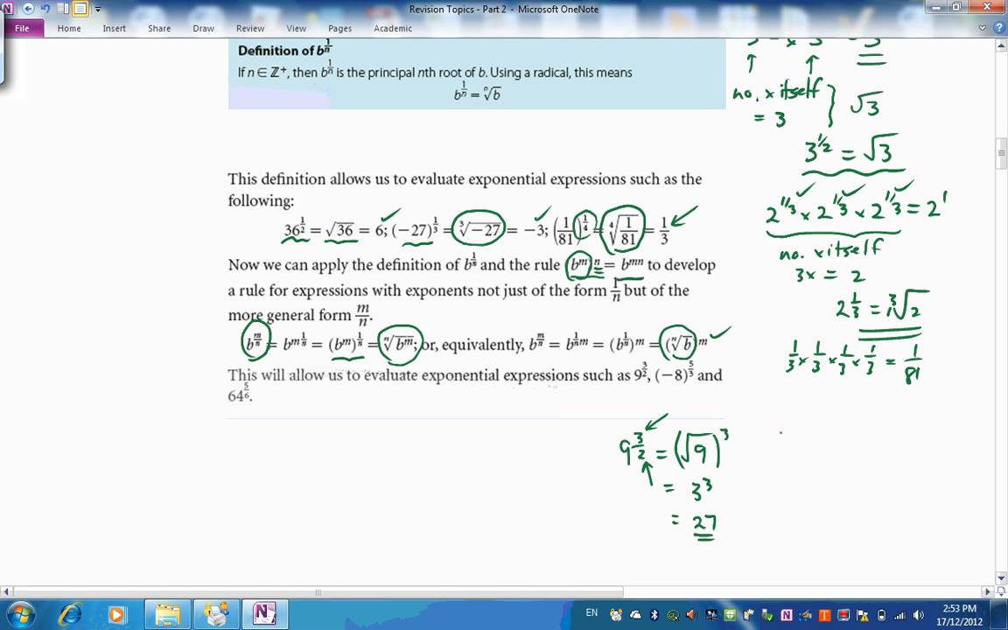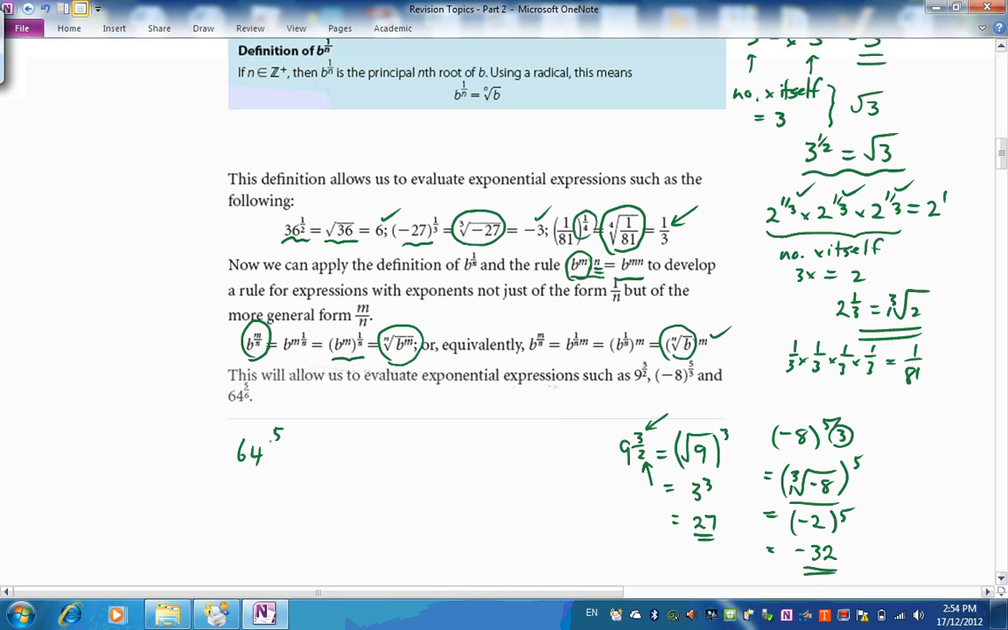Let's do the next one. Neg 8 to the 5 over 3. Best thought of probably, let's do the root first. The cube root of neg 8, all to the 5th. What number multiplied by itself 3 times gives neg 8? It's neg 2. So neg 2 to the 5th is neg 32. Interesting combos.